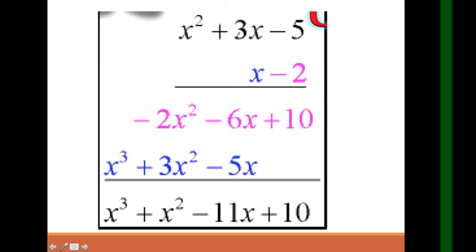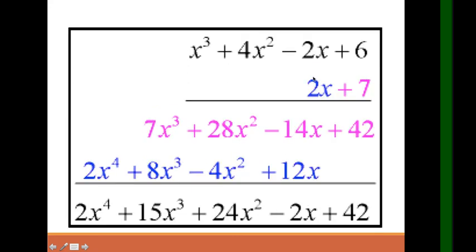Then, x times 3x is positive 3x squared because 1 plus 1 is 2. And then, x times x squared is x cubed, because 1 plus 2 is 3. Okay? So we will just bring down x cubed, and then negative 2 and positive 3, so we have 1, because they don't have the same sign, so we subtract. So we have positive 1x squared, copy the literal coefficient. Negative 6 and negative 5 is negative 11, then just copy x, and then bring down positive 10. So that's our answer.